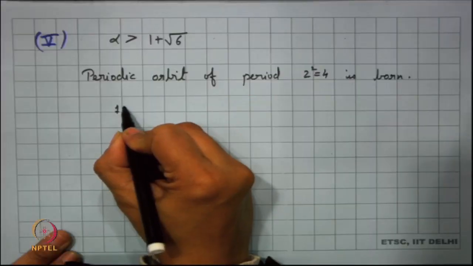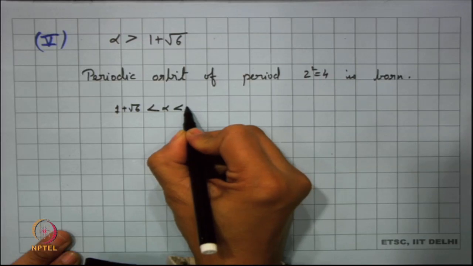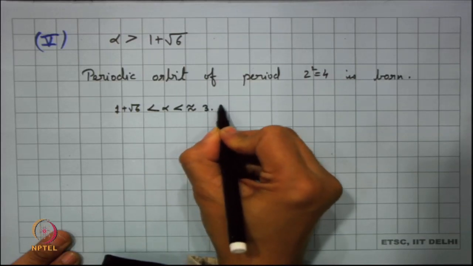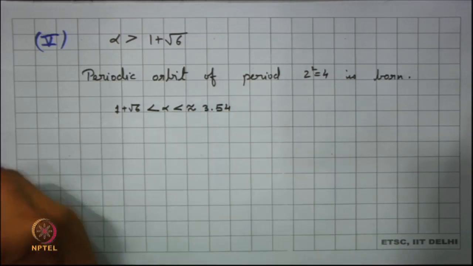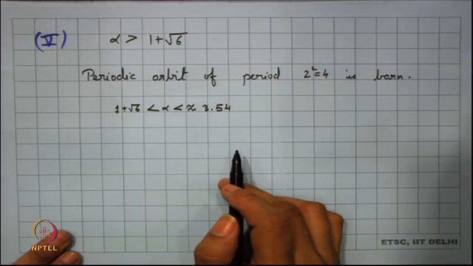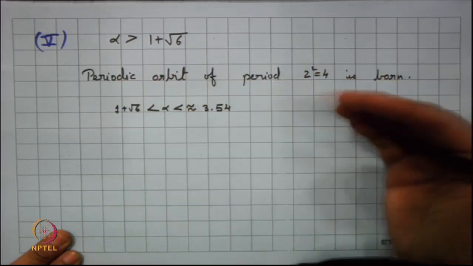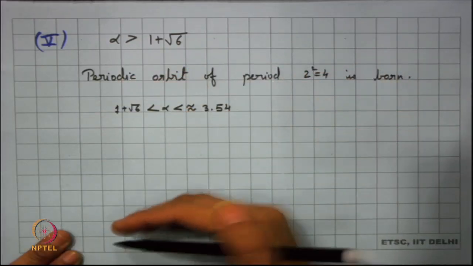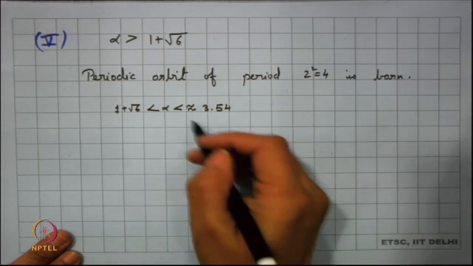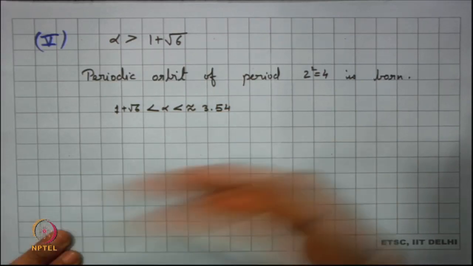So, what we find here is that whenever 1 plus root 6 is less than alpha, is less than, I am looking now at this to be approximately something like 3.54, right, we have this periodic orbit of period 4. Now, what happens is, this periodic orbit of period 4 again becomes repelling when alpha increases beyond 3.54. So, once alpha is greater than this quantity, it again becomes repelling.